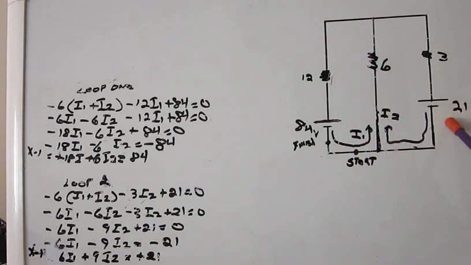Because of the influence of the two voltage sources: if we only had one voltage source, we could solve the circuit quite easily, but now we have two voltage sources. That complicates the problem.